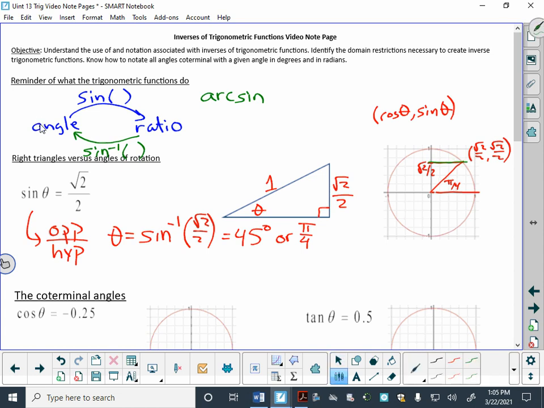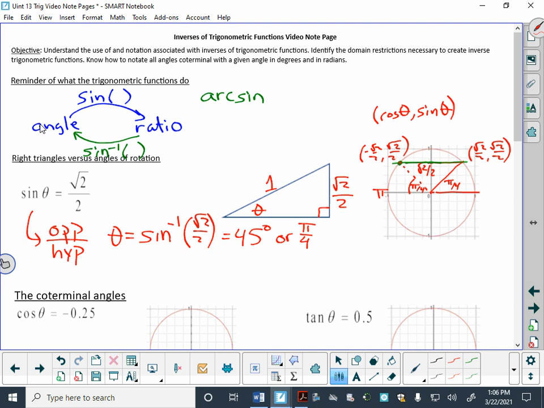But that's not the only place on the circle where the y value is the square root of 2 over 2. It also is back here, where this is at negative root 2 over 2, comma, root 2 over 2. And that is back over this direction. That's pi over 4 is my reference angle on this side. And so that's pi over 4 short of pi, which is 3/4 of pi.